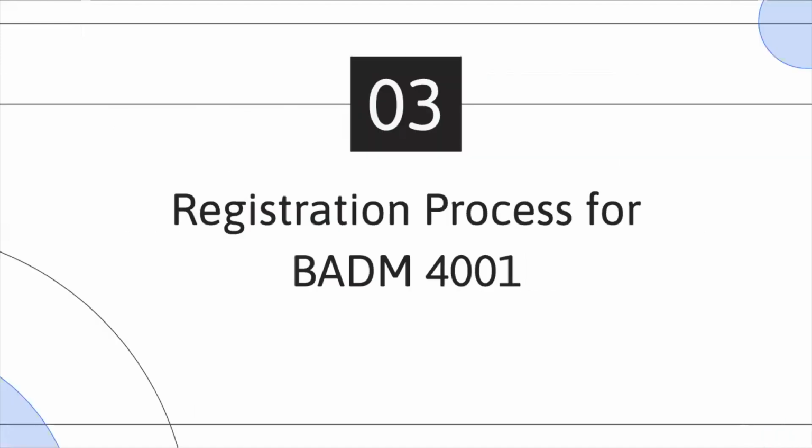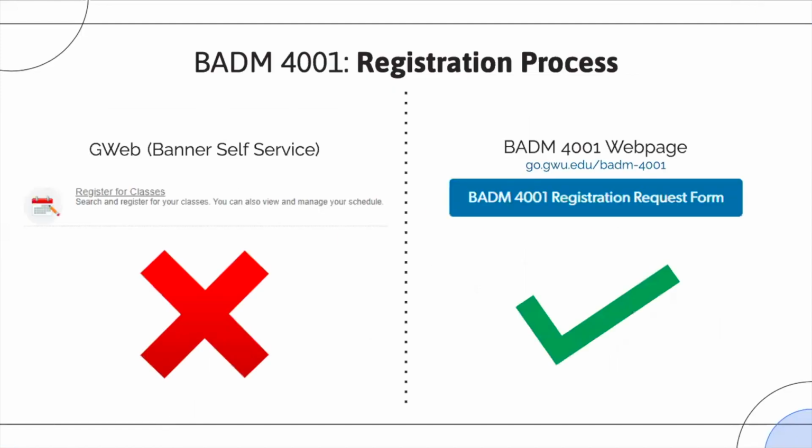So now we're going to cover the registration process for BADM 4001. This is the most important takeaway from the entire webinar. Registration for BADM 4001 is not conducted in GWeb, otherwise known as Banner. Students will receive a registration error if they try to register for a section of 4001 through their normal registration process. In order to successfully register, students must go onto the BADM 4001 webpage and submit a request through the BADM 4001 registration request form. This is because BADM 4001 requires departmental approval to register, and each section has different eligibility requirements.